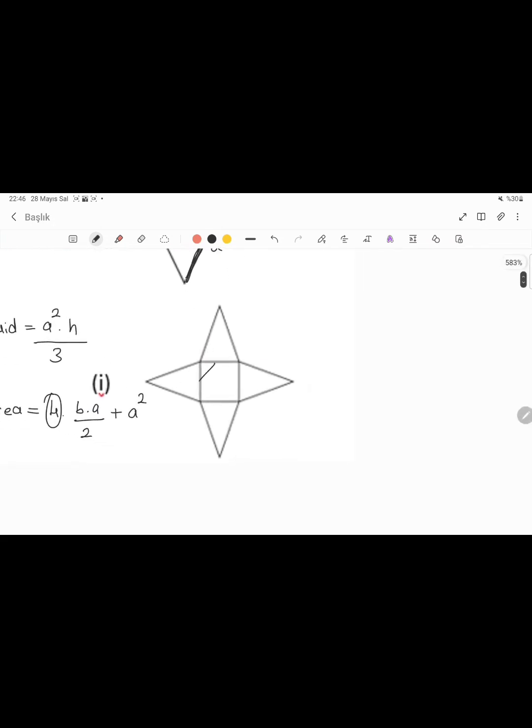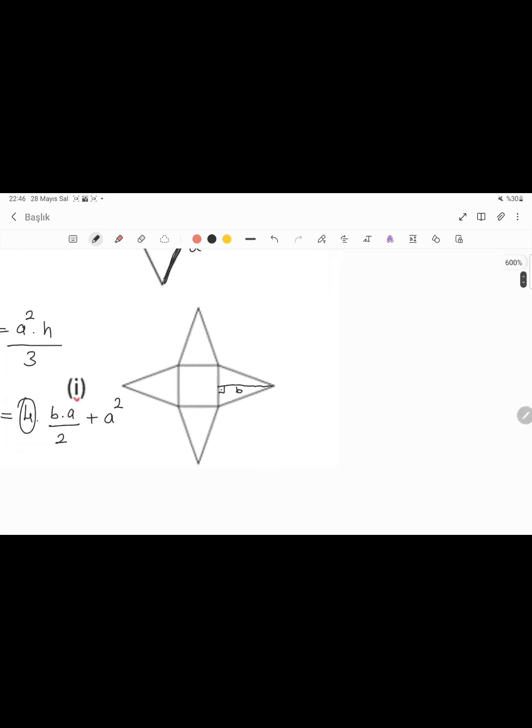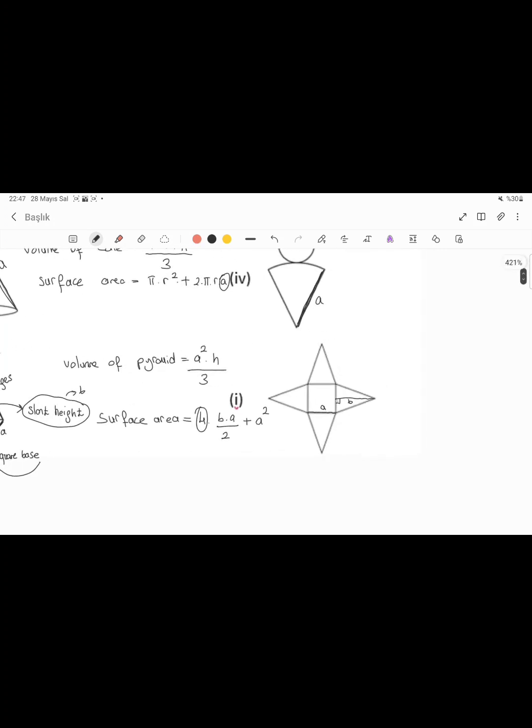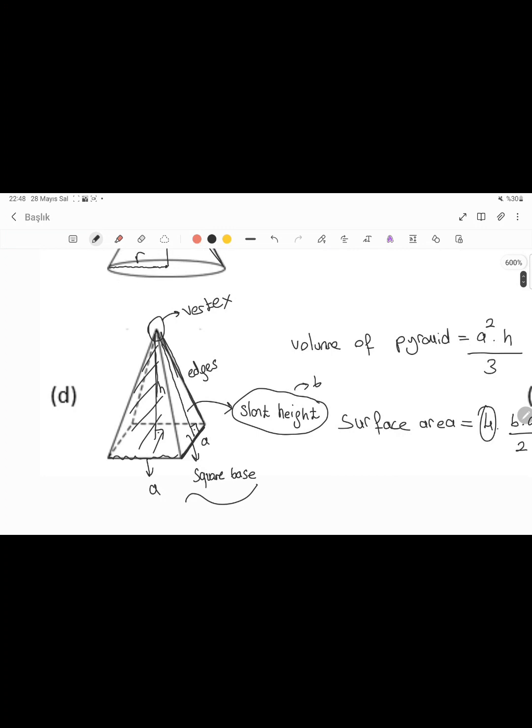It has one square base and 4 triangle lateral faces. The slant height is there, so the triangle height we said is B, and the square sides are A. The intersection point of the triangles gives the vertex, so the height descending from the vertex gives H, meaning height, the solid height.